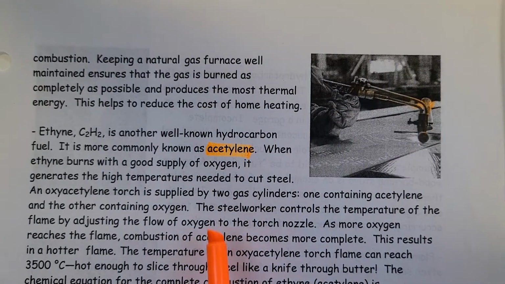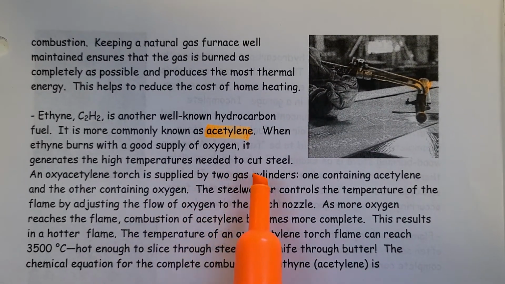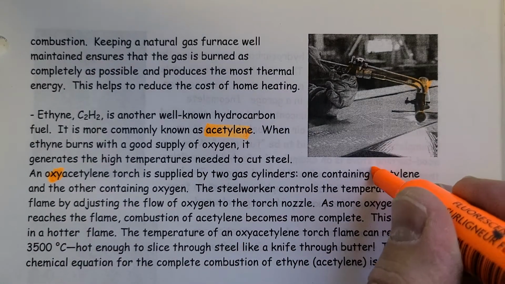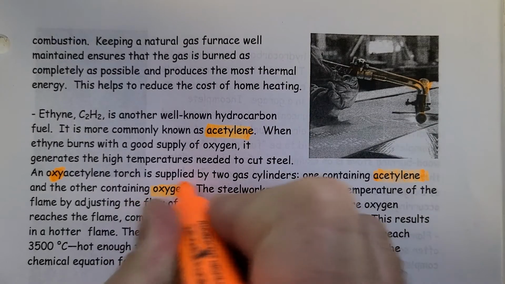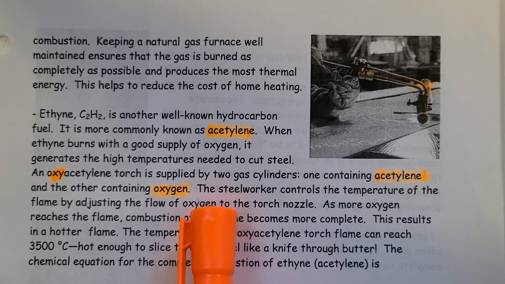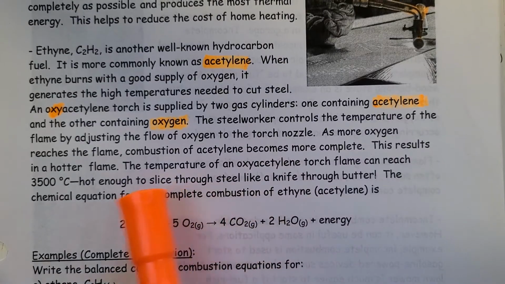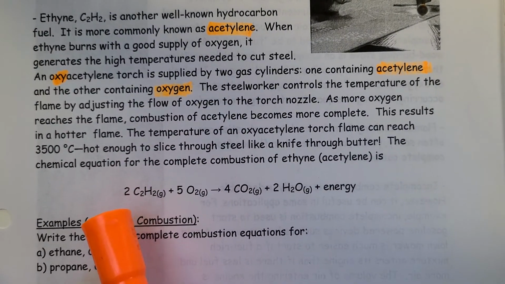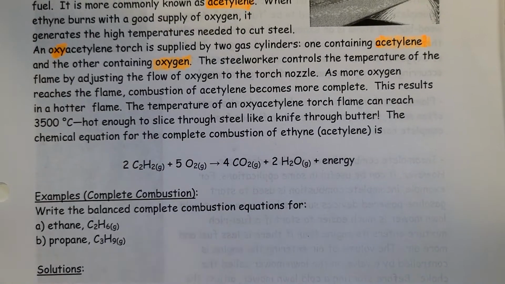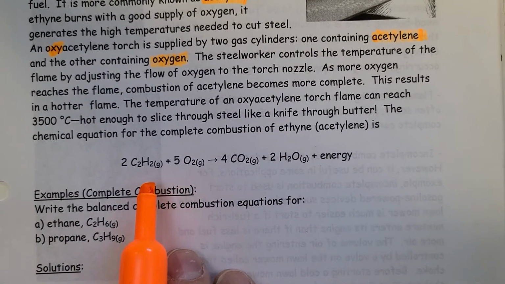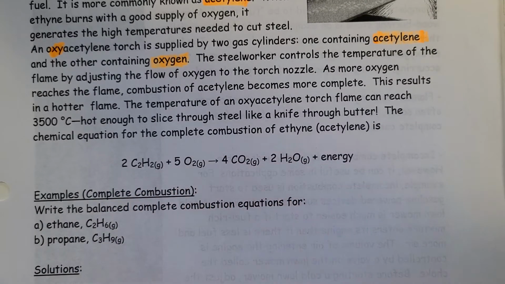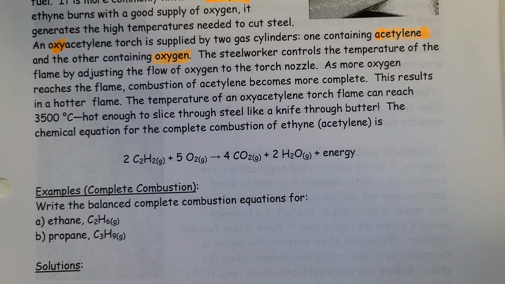When ethine burns with a good supply of oxygen, it generates the high temperatures needed to cut steel. An acetylene torch has two gas cylinders, one that contains the fuel and one that contains the oxygen. And the steel worker can control the temperature by adjusting how much oxygen is entering the reaction. So the flame can reach in excess of 3,500 degrees C, which is enough to cut through steel like a hot knife through butter. And there's the equation for an acetylene torch. Combined with oxygen, it gives CO2 and H2O, and of course we're assuming that is the complete combustion form.